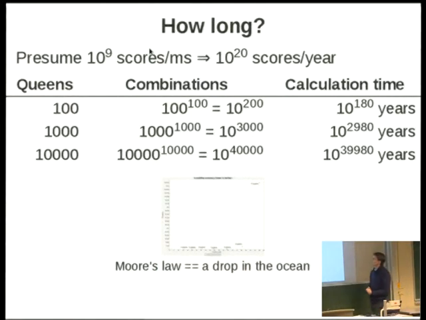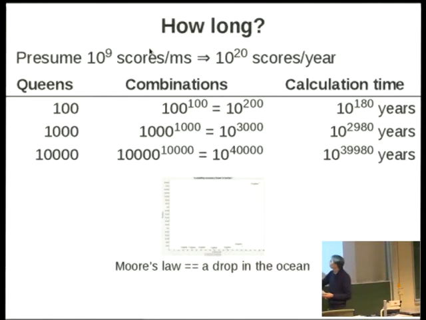Now, let's say you have a very, very fast computer where you can do about a million of these evaluations of the score, and you remember for each of these evaluations you need to compare if any queen can detect any other queen. There are some performance things you can do there, but basically you need to do that. And let's say we can do about a billion of those per millisecond, then we can do about 10 to the power 20 scores per year.